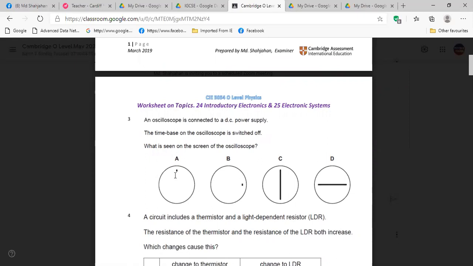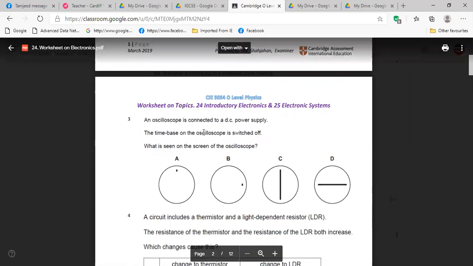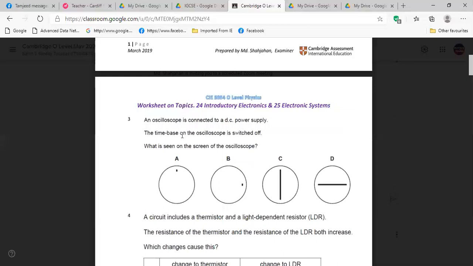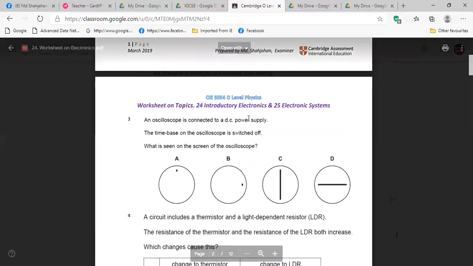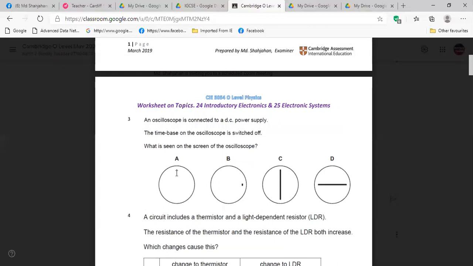They are saying the time base is off, so your time should be 0 here. Time is 0 in the middle. We have some DC power supply, so we have a reading of the voltage. So from the middle, there is some voltage reading, isn't it? If you are giving B, voltage is 0, isn't it? Sir, can C be the answer? C, because it's showing you AC.